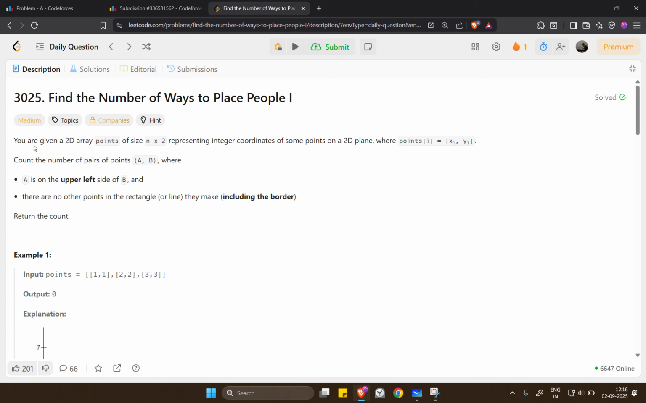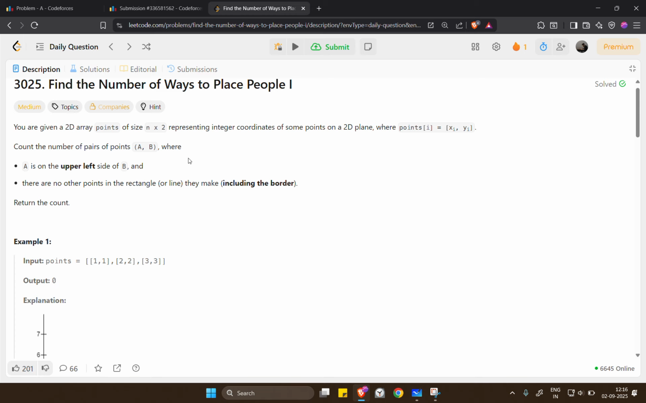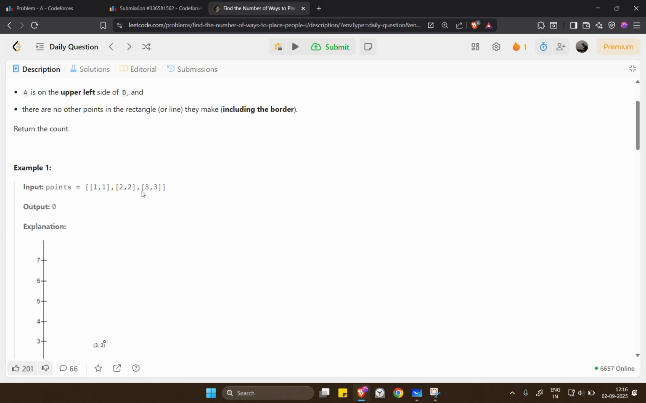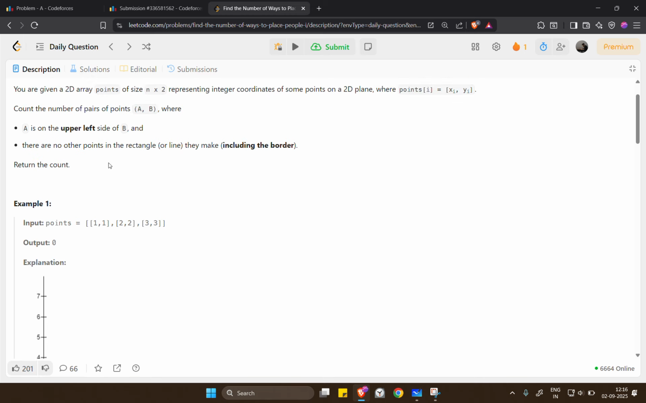involved. Okay, so you are given 2D array points of size n cross 2. So some jargon. So basically you are given points on 2D coordinate plane, and you have to count the pairs of points such that first point is on the upper left side of the second point and any other point doesn't lie in between them. So basically on the border or inside the rectangle that those 2 points make.